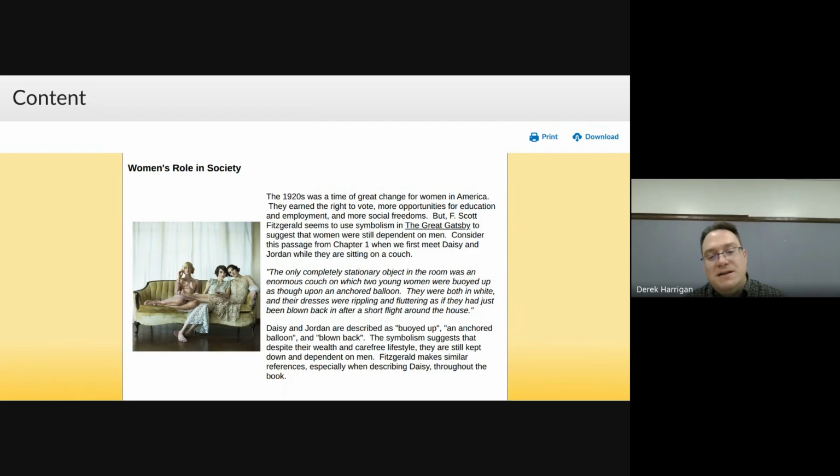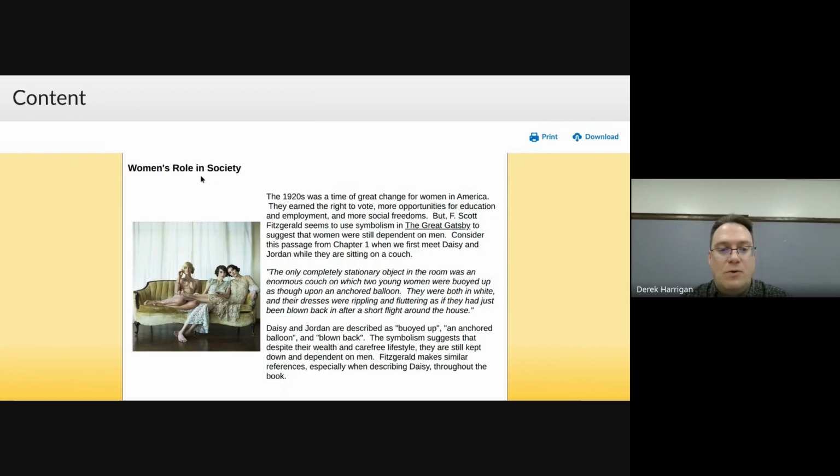And the argument is that F. Scott Fitzgerald is saying something about the position of women in society through symbolism, through their white dresses, through the words that he chooses when he describes them, right? I'd like you to take a look at this particular quote right here, and then it's further explained in the following paragraph, and see if you can identify certain words that are being used to describe women in the book that maybe have a deeper meaning.